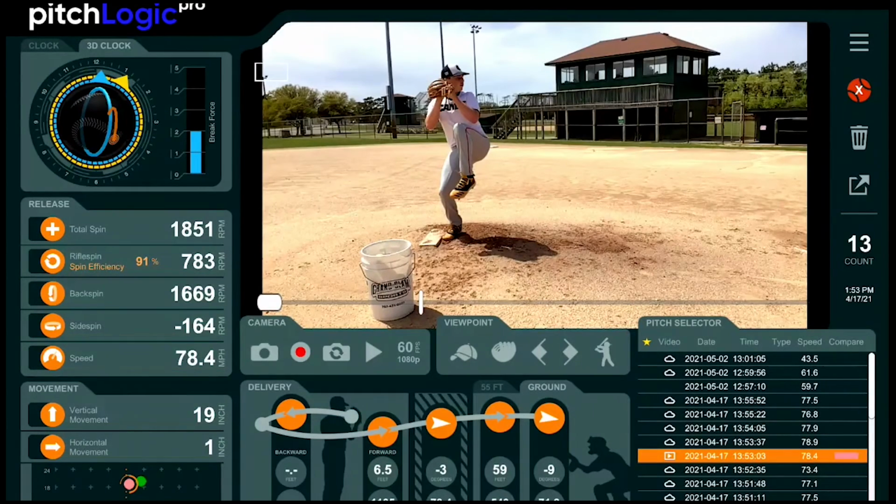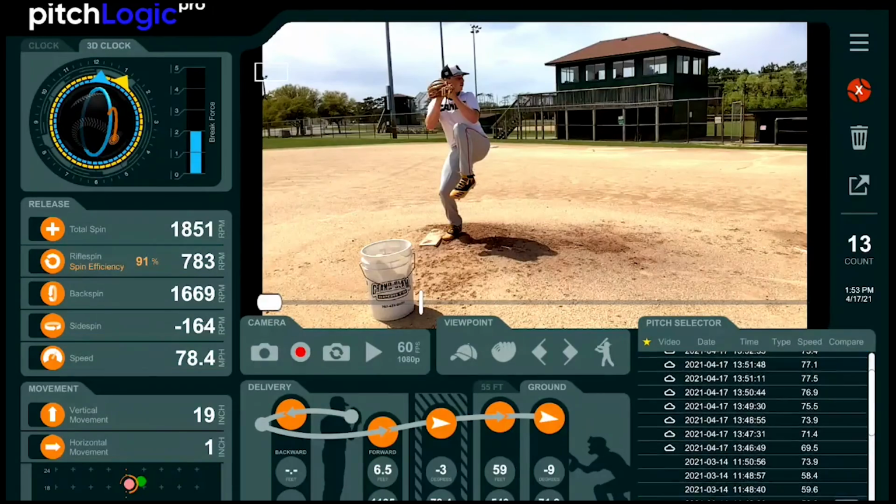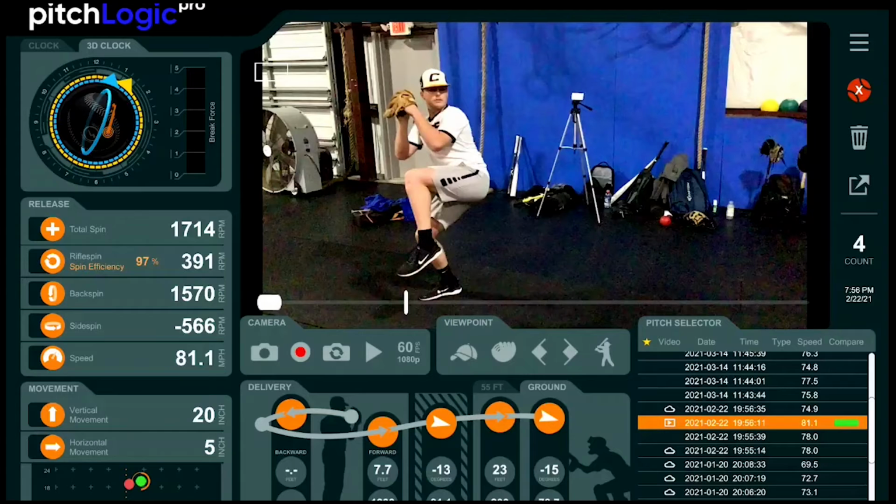So this was the 12 o'clock spin direction, almost 1,700 RPMs of backspin compared to 164 side spin. Spin direction drops a little bit towards 12:30. Now we're down to 1,570 on the backspin and up to 566 on the side spin.